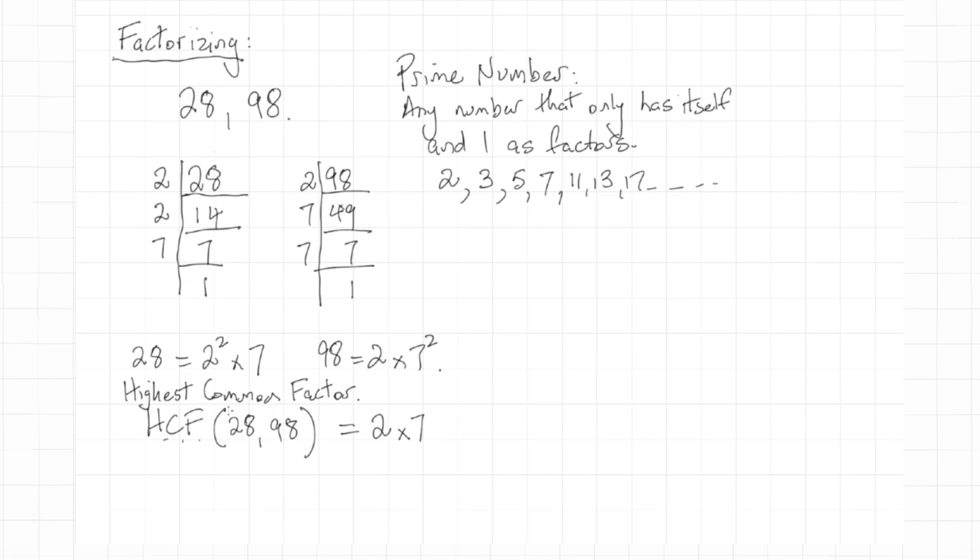And just scanning through, they are the only two factors. In this case, they're the only two ones we need to worry about. So the highest common factor of 28 and 98 is 2 times 7, which is just equal to 14.